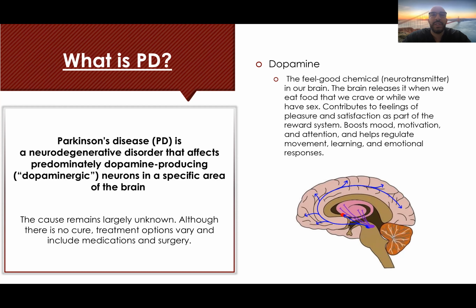Now, what is dopamine? Dopamine is a chemical or a neurotransmitter that's released inside the brain, and it's usually released in response to feelings of pleasure or satisfaction. It's a part of the reward system. It's what drives us to do good and what makes us feel sad as well, a lack of dopamine. So what does dopamine do? Essentially, it boosts mood, it boosts motivation and attention.